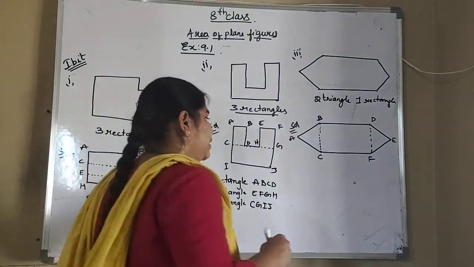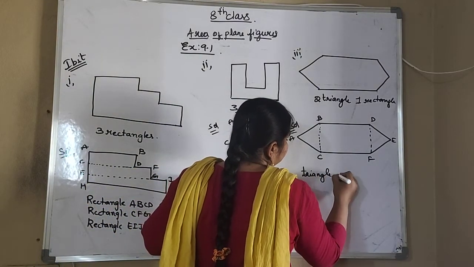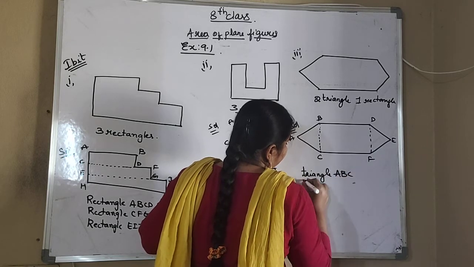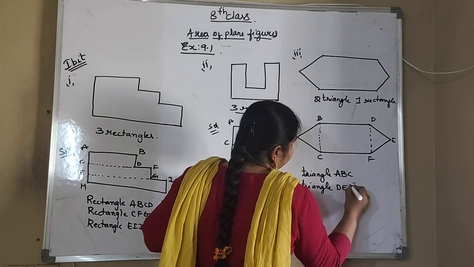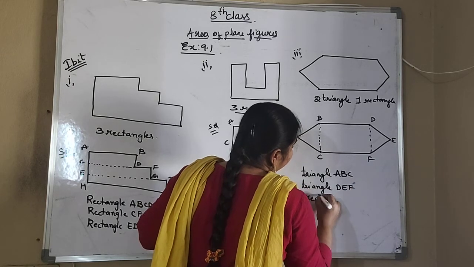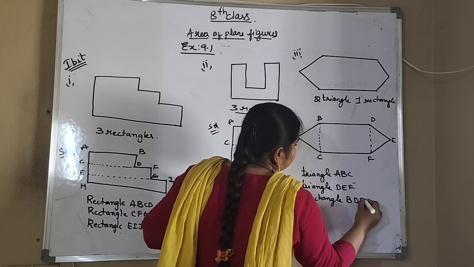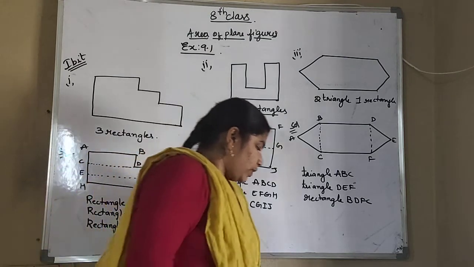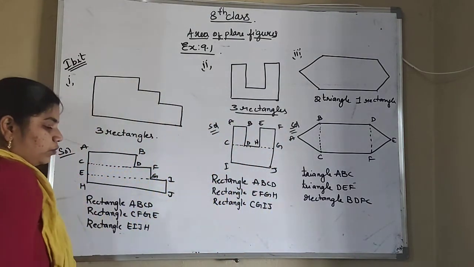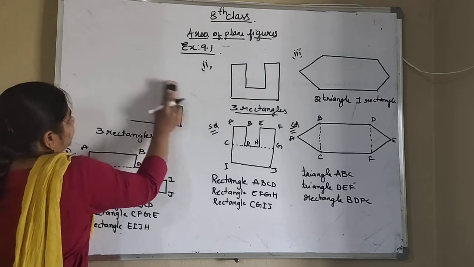So what are the two triangles here? Triangle ABC is one triangle. Triangle DEF is the other triangle, and we want one more rectangle. So the rectangle is BDFC. This is our third one. Next figure we have to divide into three triangles.